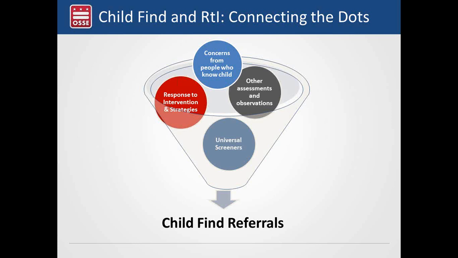And again, nothing about referrals or RTI or child find is black and white. It doesn't look the same for every student. It is individualized for each student. But if there is a reason to suspect a student has a disability, a referral does need to be made, and you need to move forward with that initial evaluation.